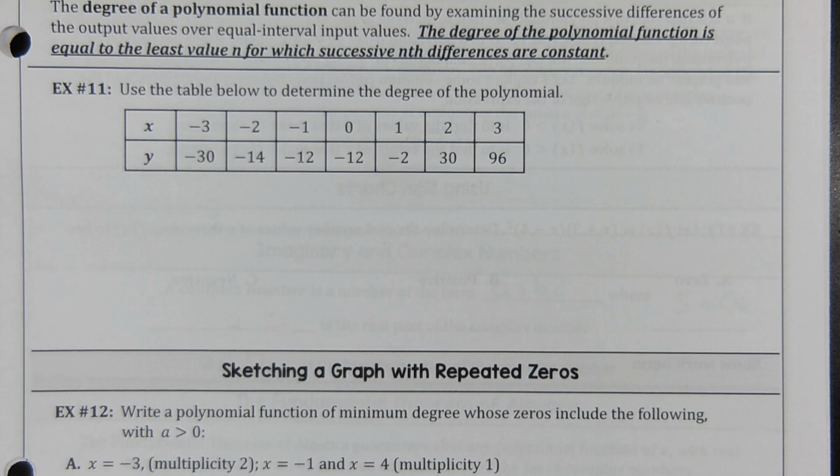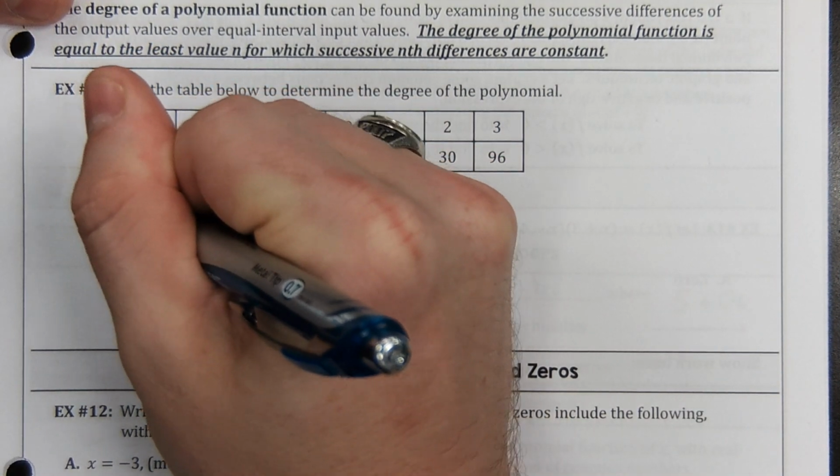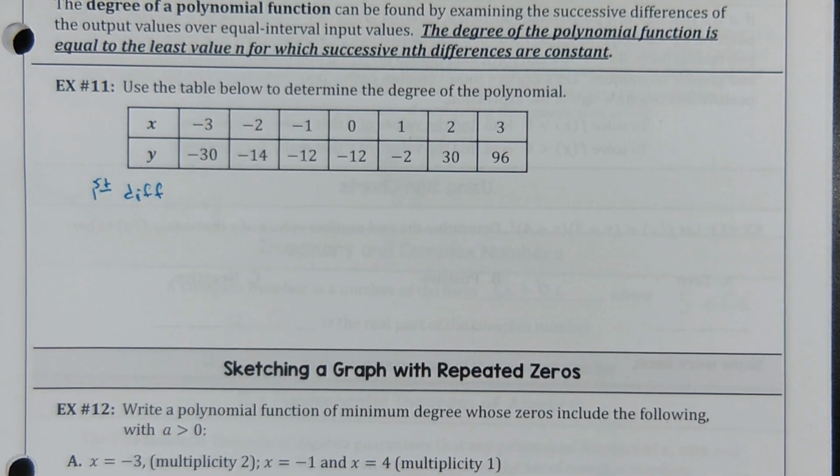I'm going to do this in different colors. So instead of calling it the average rate of change, which it is, let's call it the first differences. This is the average rate of change.